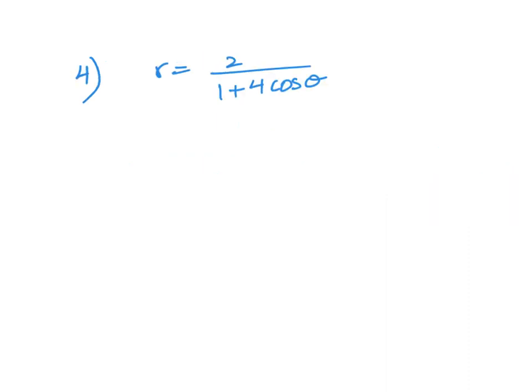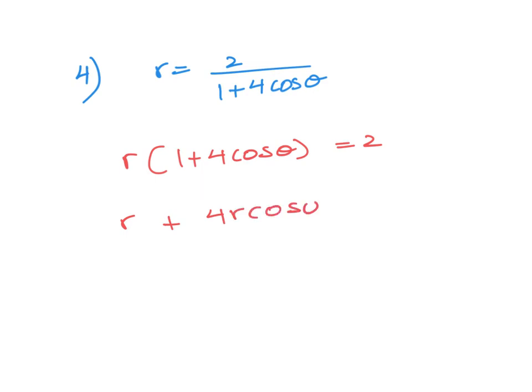Over here, let's go ahead and multiply both sides by 1 plus 4 cosine theta. So what do I get? r times 1 plus 4 cosine theta is equal to 2. So what do I have? r plus 4r cosine theta is equal to 2. So do you see how I have the r cosine theta? What is that? x. So I don't really need to multiply by r because I have my r cosine theta. So what do I replace r by? The square root of x squared plus y squared.